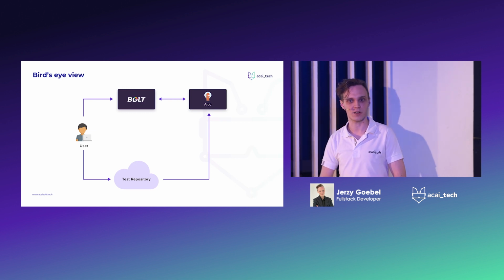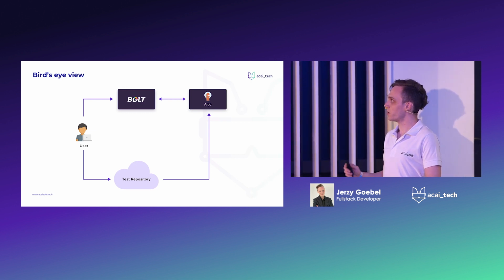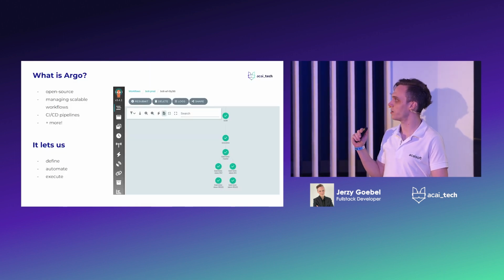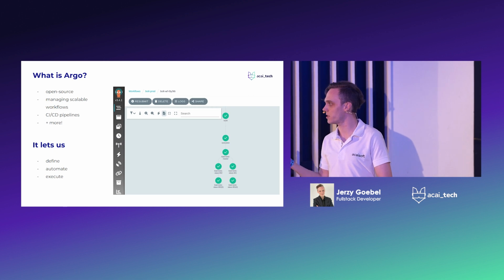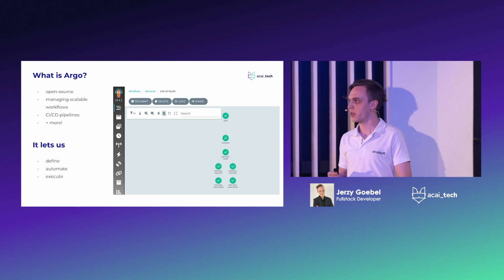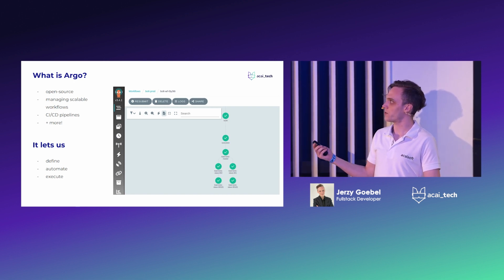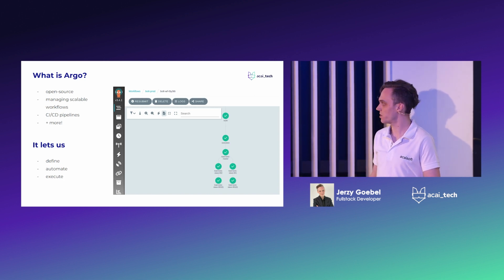And you might ask, what is Argo? Argo is a big project. It consists of many tools. What we are going to focus on in this presentation is specifically the Argo workflows, which lets us define, automate, and execute flows in Kubernetes, so the cloud service. So we have our scalability. It's also cool, it's open source, it lets you build complicated CI/CD pipelines, and most notably the workflows.